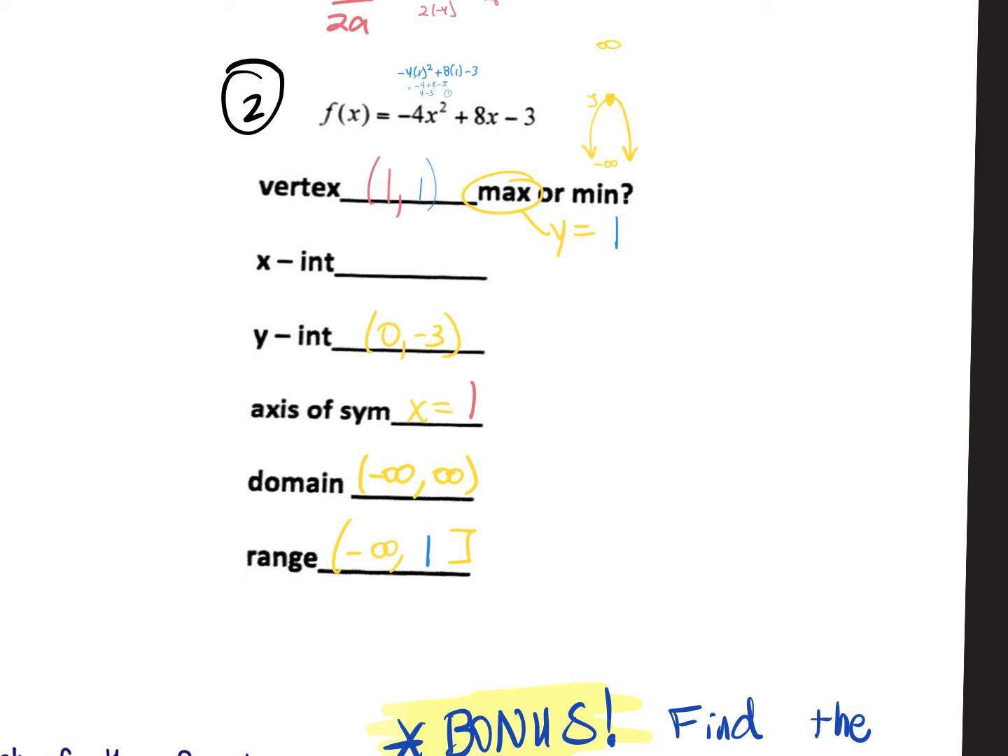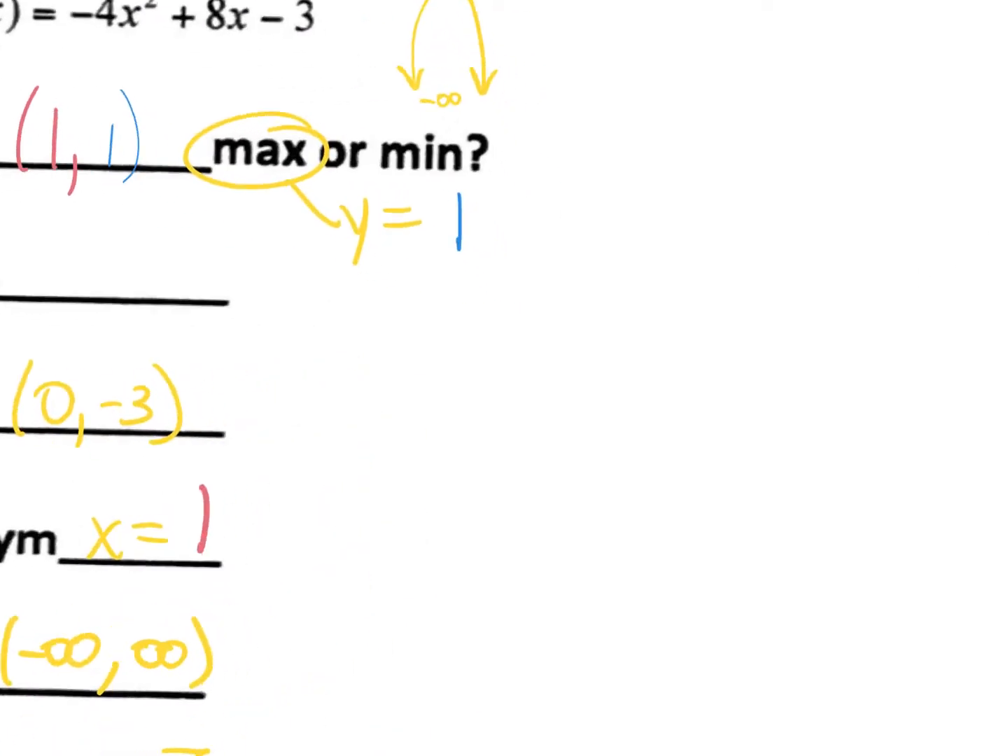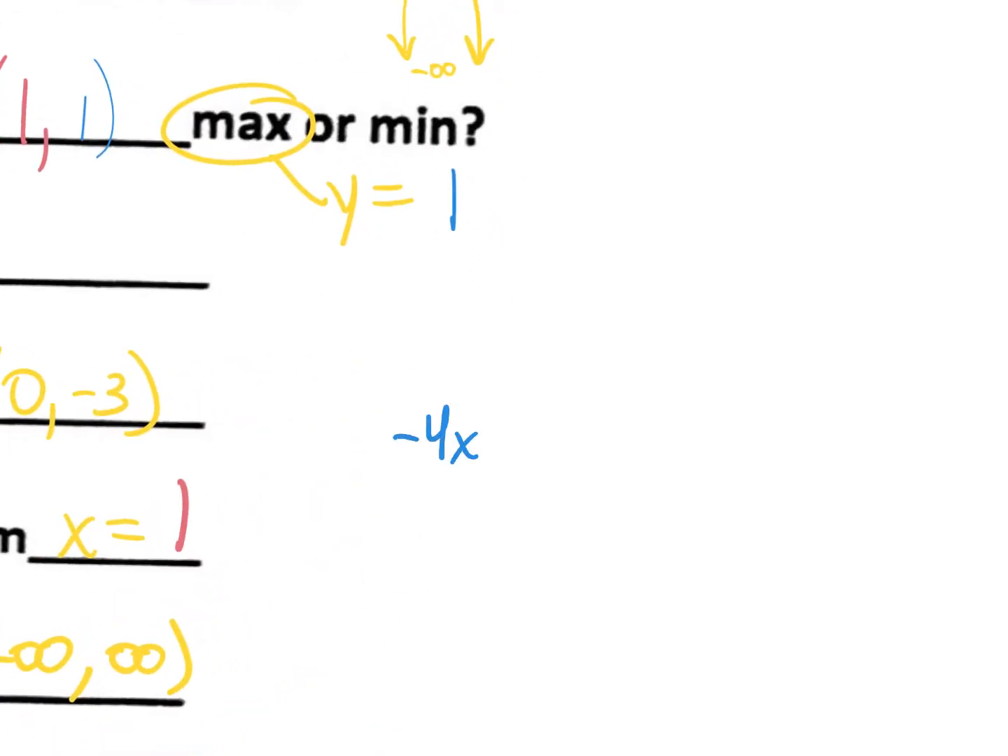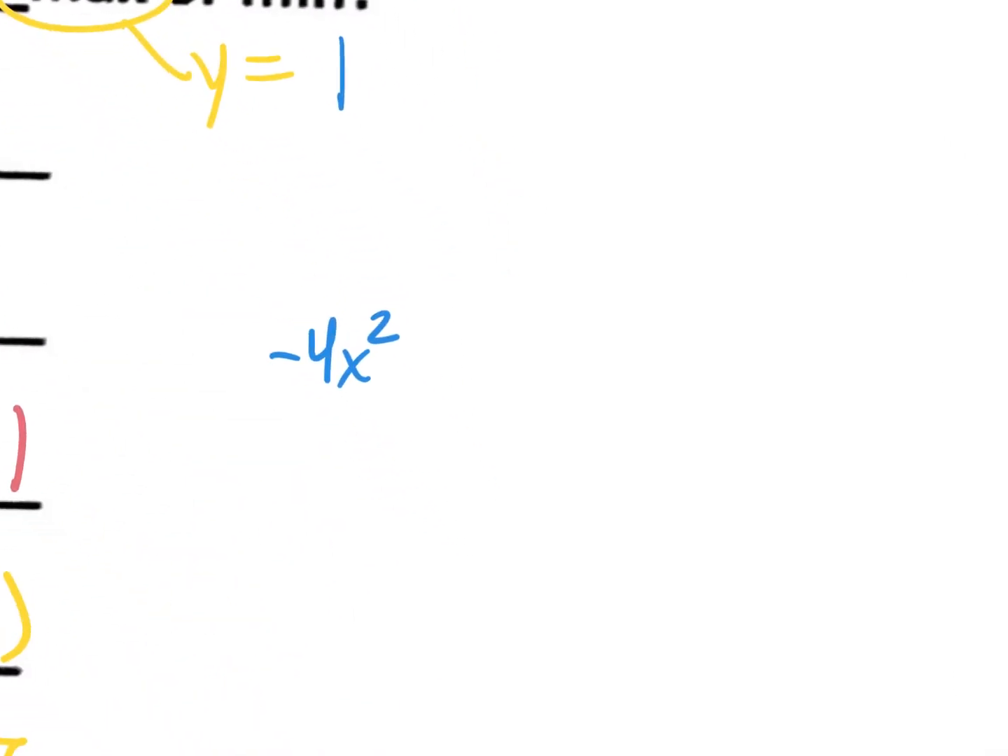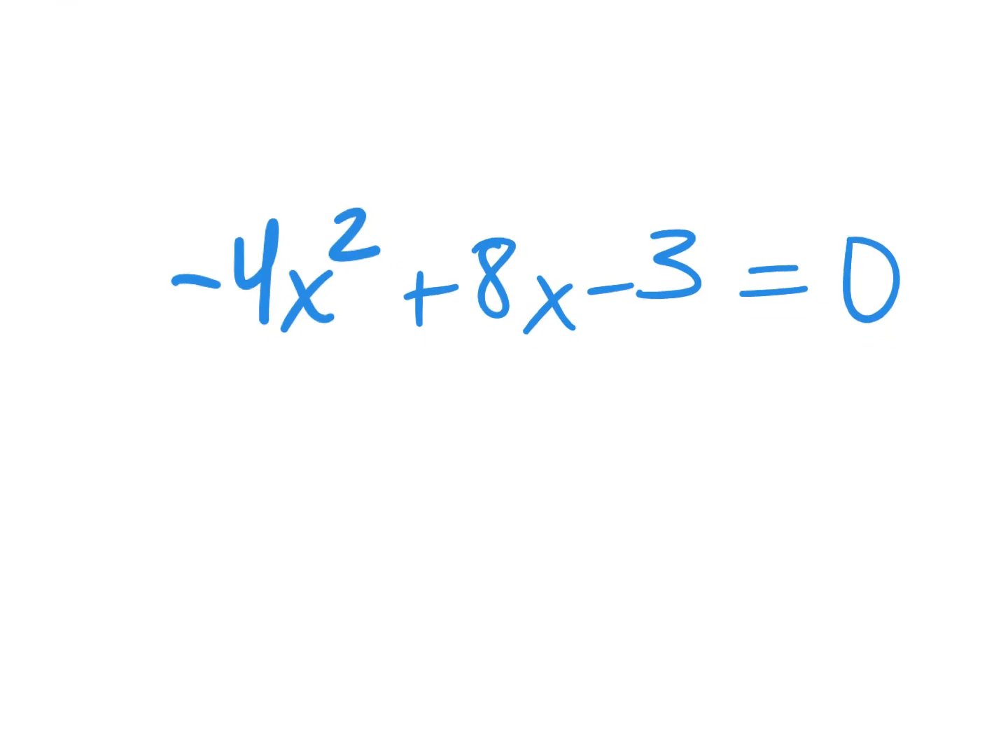Except for my x-intercepts. So how do we find the x-intercepts again? We're going to factor negative 4x squared plus 8x minus 3 equals 0. First thing I look for is a GCF. We don't have one, but I lead with a negative. Do we leave that negative hanging out there in front? No. We're going to factor out that negative, and everything, the signs change. So I have 4x squared minus 8x plus 3 equals 0.